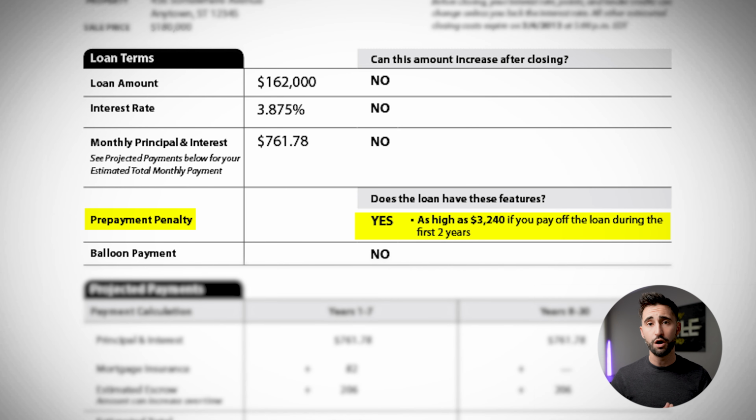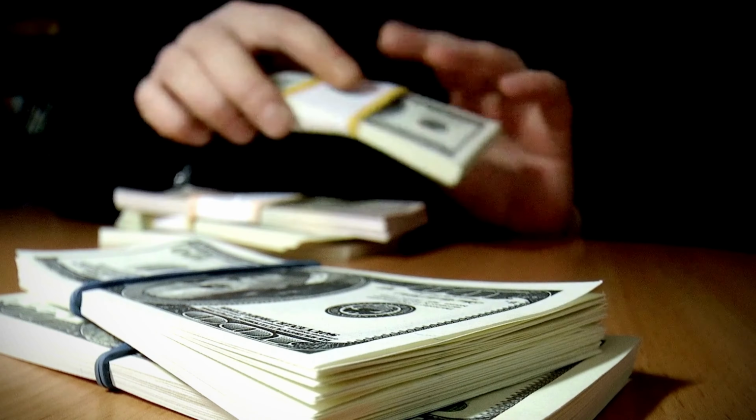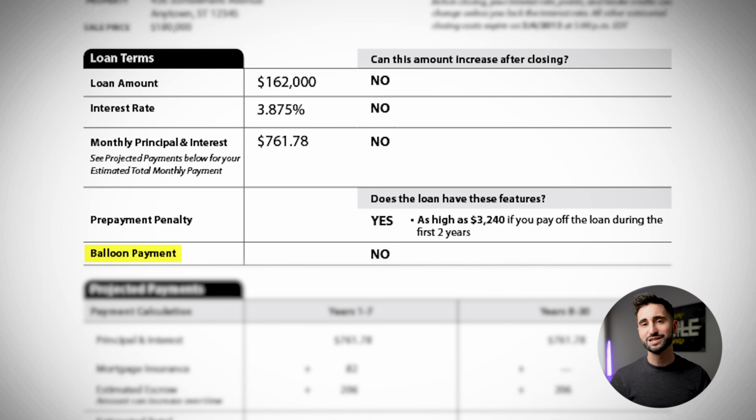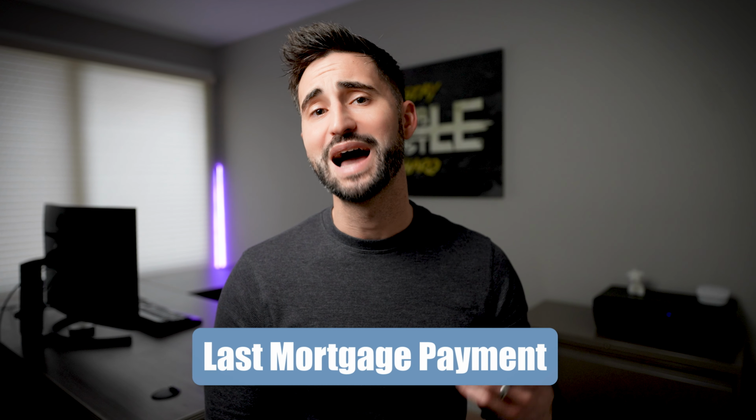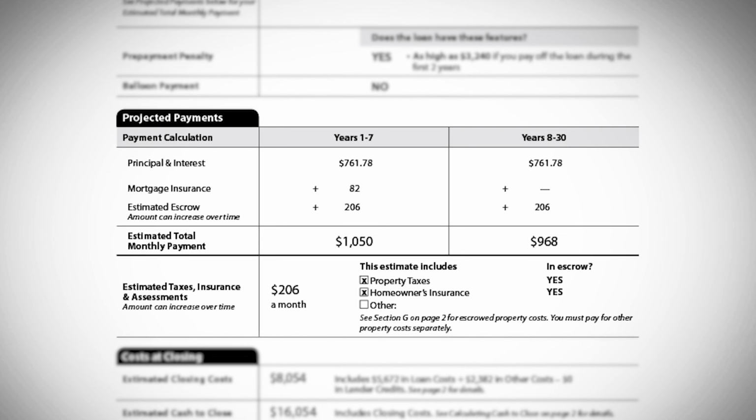This will depend on the loan and the state in which you're getting that loan. This just means if you pay off that mortgage before a certain amount of time has passed, you are liable for a prepayment penalty. Lastly is balloon payment. This would be if the last mortgage payment of the life of the loan was anything larger than what you see here. And this would not be a conforming loan, so you're very likely not gonna ever have to worry about this. Next is the projected payments.